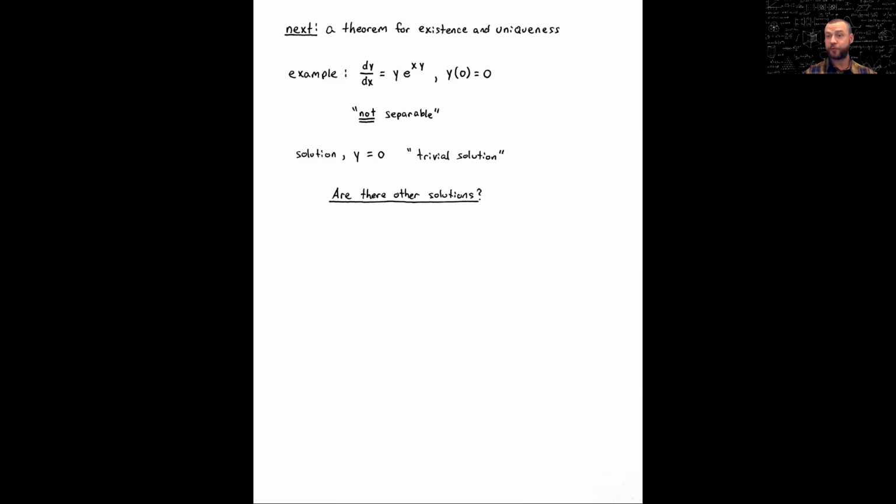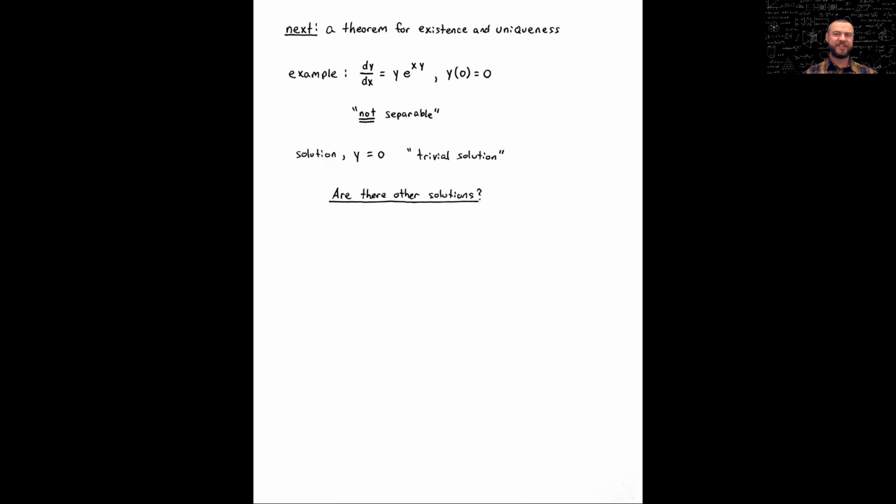Just think, what's the derivative of any number? What's the derivative of 0? 0. So plug it into the differential equation. The left side becomes 0. The factor of y out front makes the right side 0. So it works. Y equals 0 satisfies the differential equation and the initial condition.